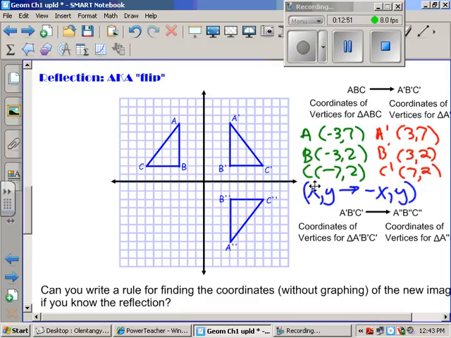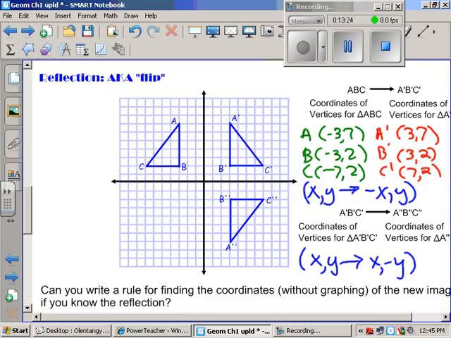All right, so see if you can come up with the transformation notation for this flip. If this is the pre-image, what's the reflection here for the image? What does the notation look like? So it'd be (x, y) transforms to, right, (x, -y). Good.